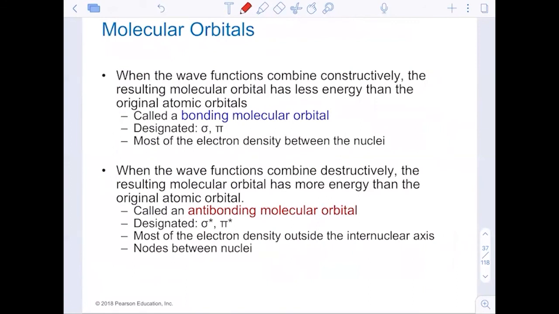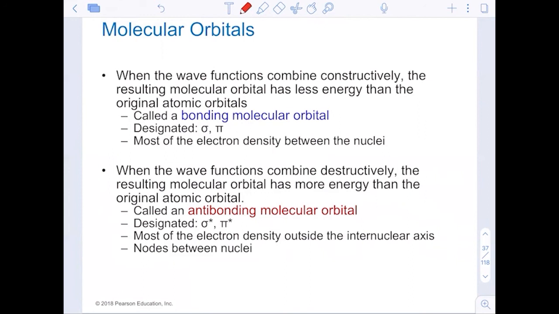When the wave functions combine constructively, in phase, good. Yes, they result in a molecular orbital that has less energy than the original atomic orbital. We designate these sigma or pi. That's what we just described and talked about and mapped out in valence bond theory. Most of the electron density is held between the nuclei in those types of bonds.